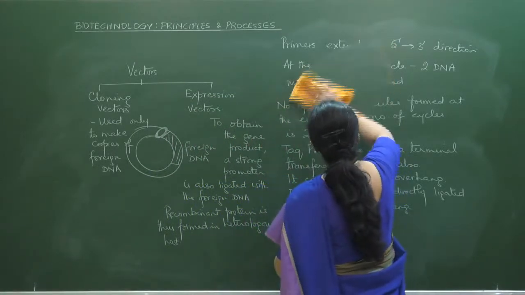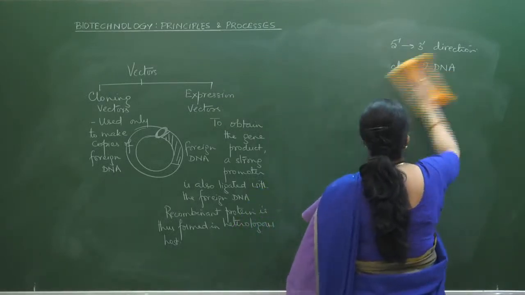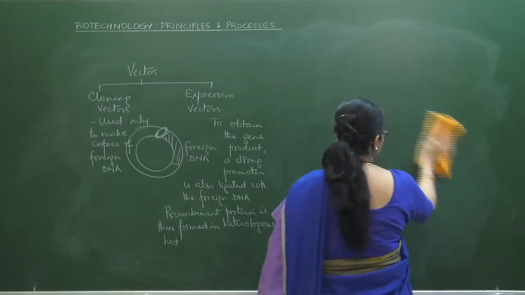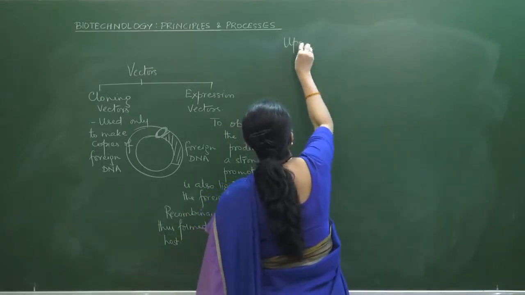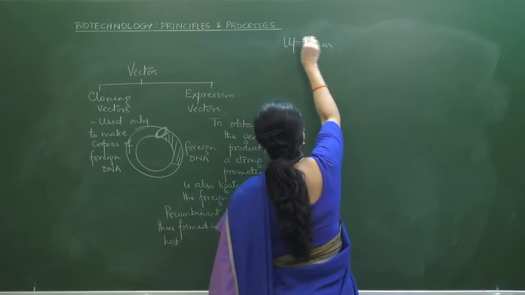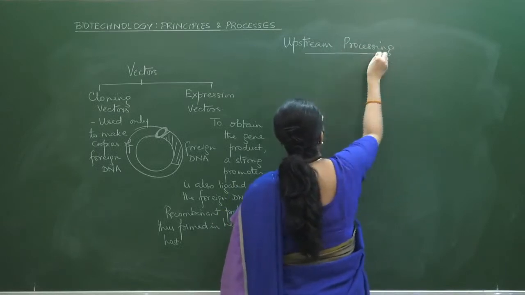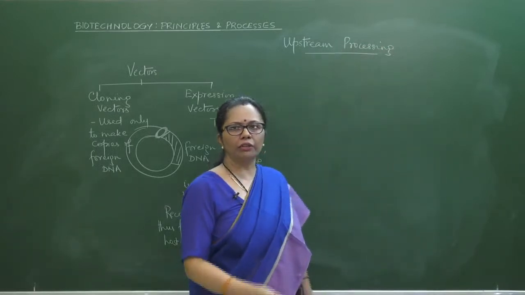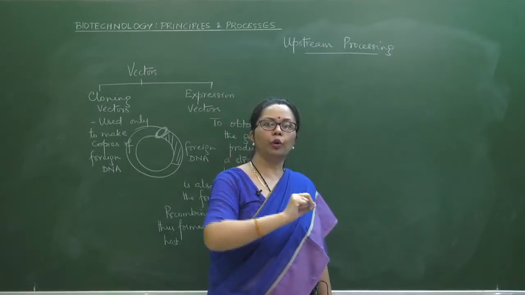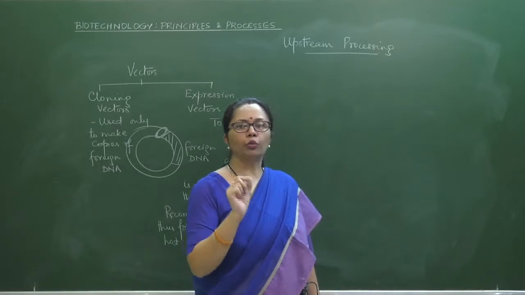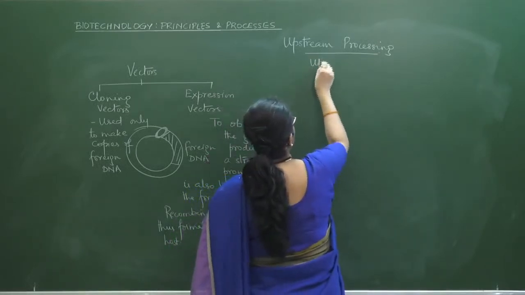So this is one. Then a little about upstream and downstream. Upstream processing let us take first, and then I'll talk about downstream. Now you see, upstream processing is nothing but upscaling, that we are going from a small level to an industrial scale. That's what upstream processing is. So this is basically upscaling.